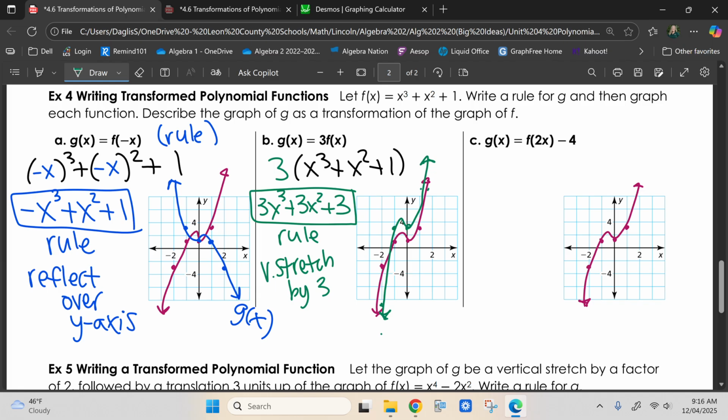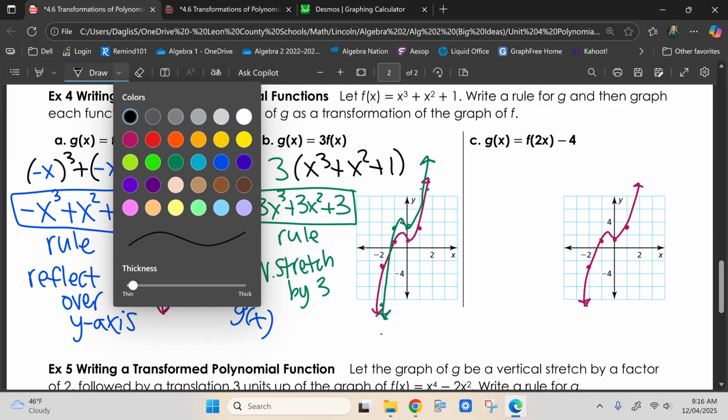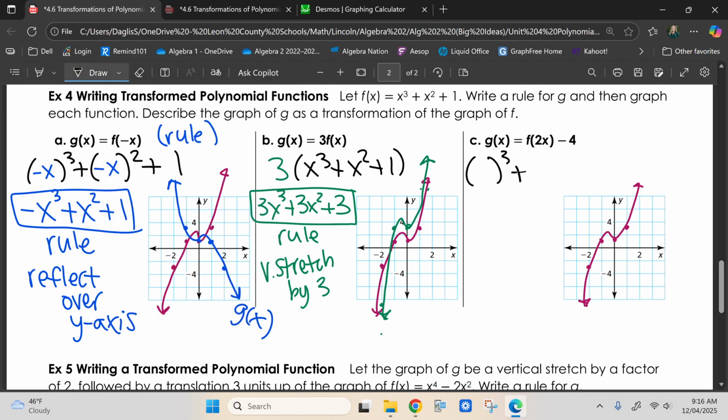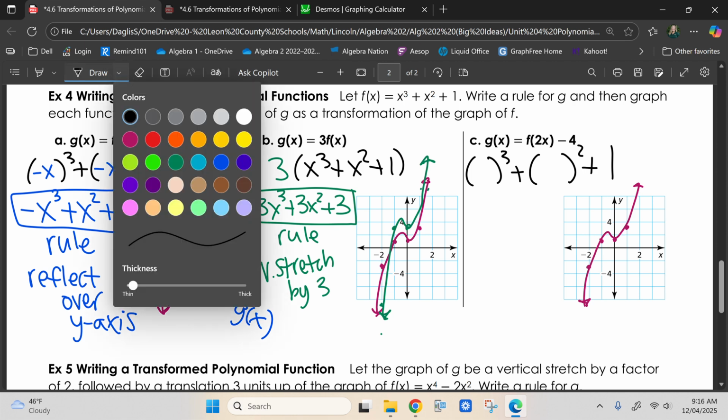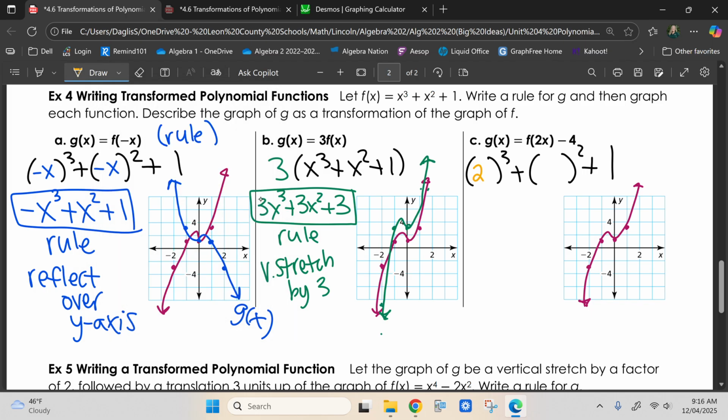Alright. Now we have this guy. How many transformations happened in this one? There's 2 of them. Okay. So that's my original function, right? What are my x's now? My x's are now 2x, right? We'll do this color. And there should be a -4 after my +1 that's already there. Yes. Okay.